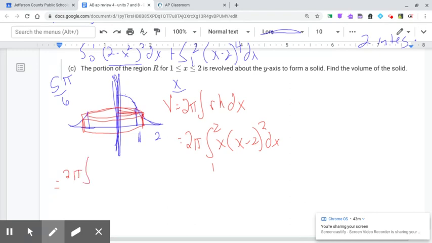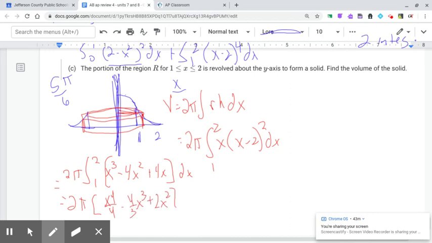If you clean your integrand up first, you'd get x squared minus 4x plus 4, but then multiplying by an x, so x cubed minus 4x squared plus 4x. All right, the antiderivative then is x to the 4th over 4 minus 4/3 x cubed plus 2x squared from 1 to 2. And when you evaluate that cleanly, you get 5 pi over 6.